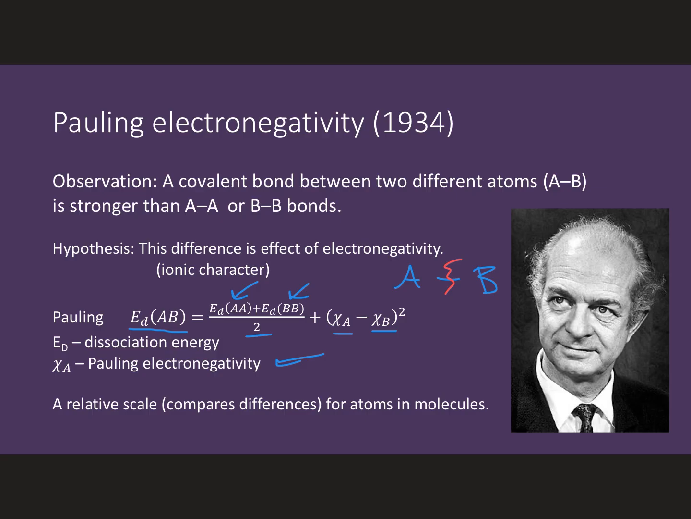Now, the thing to notice here is that we have two unknowns. We do not know what chi A is. We do not know what chi B is. So there's no way to actually put this to a numerical scale. Therefore, it is a relative scale. It only compares the differences between the electronegativity for those two atoms. But in the 1930s, this was the data we had, this was the understanding we had, and it worked for the most part.